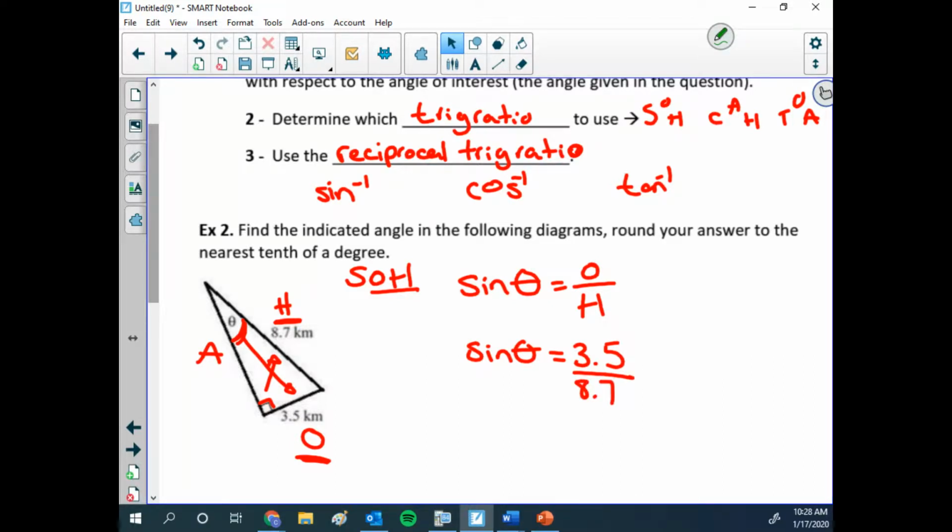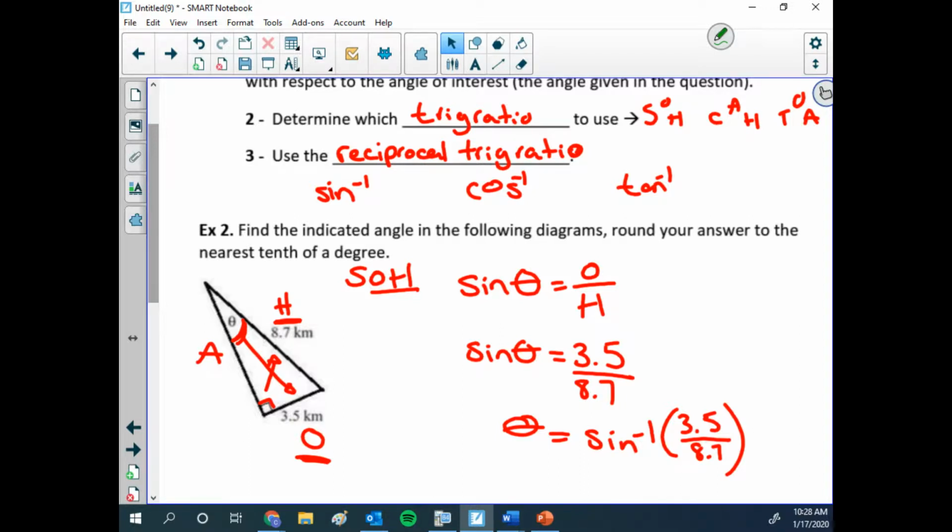Now, to solve for theta, essentially what we're doing is dividing by sine on either side, which gets sine to the denominator. So I have sine to the -1. But if you just realize, well, I'm trying to solve for the angle here. To solve for theta, I need to go sine -1 of whatever this ratio is of 3.5 over 8.7.